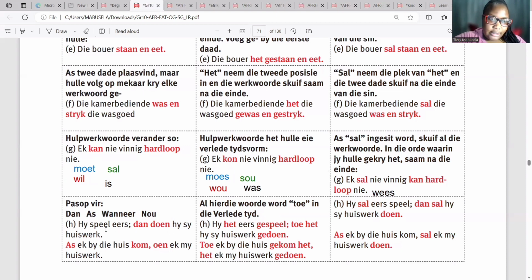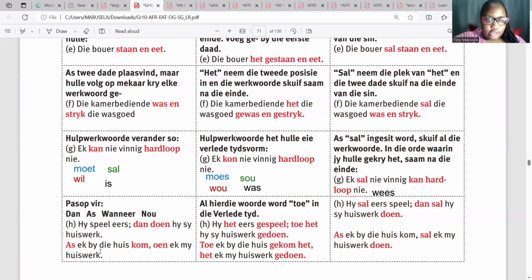Okay, so now what do you do if you have two sentences? So it says hy speel eers, dan doen hy sy huiswerk. So this is a conjunction, a voegwoord. When you take it to the past tense, you need to take the conjunction also to the past tense. So then you say do, het hy sy huiswerk gedoen. You won't say done. Okay?